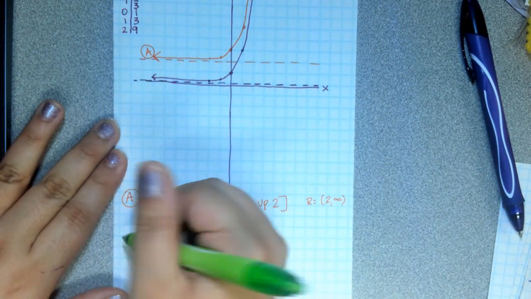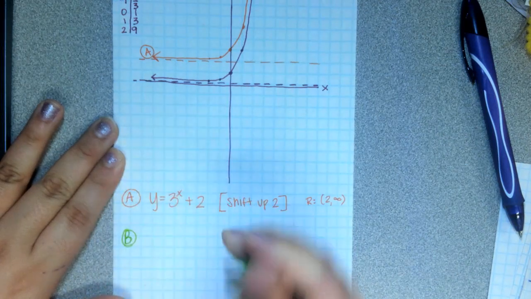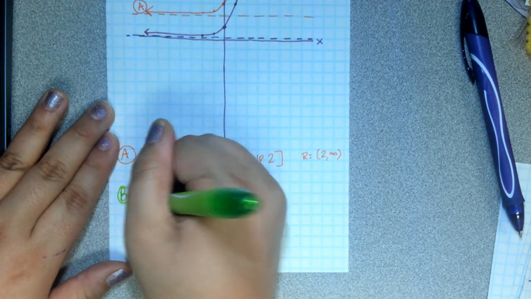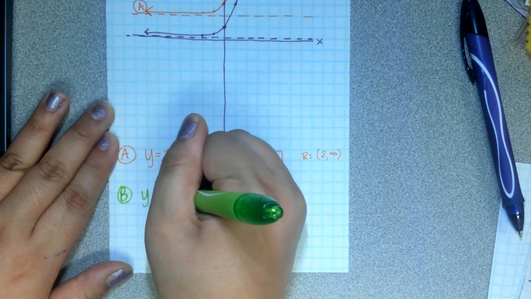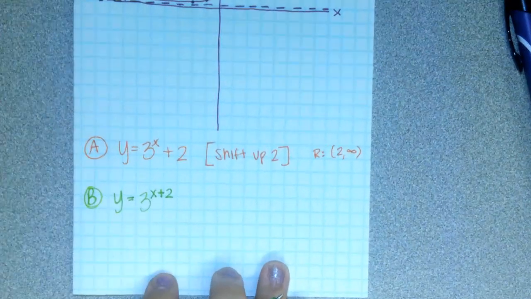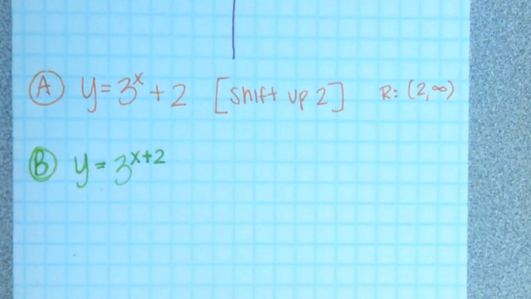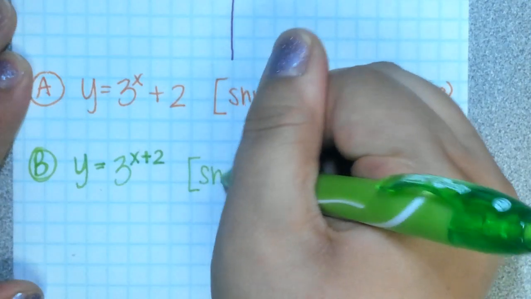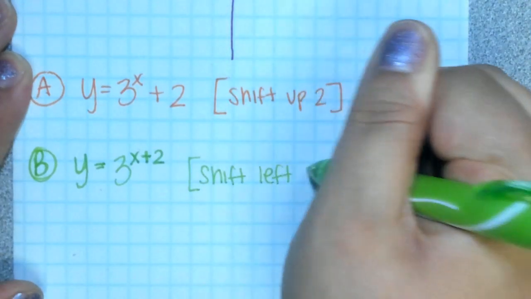B is y equals 3 to the x plus 2. Well, didn't I just make that the last problem? This is different. How is this different? The plus 2 is the exponent, so what does that mean? Good question. It's going to do what? Left 2. It is going to shift left 2.